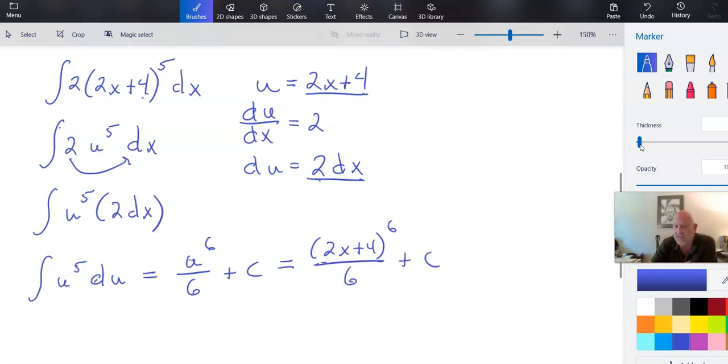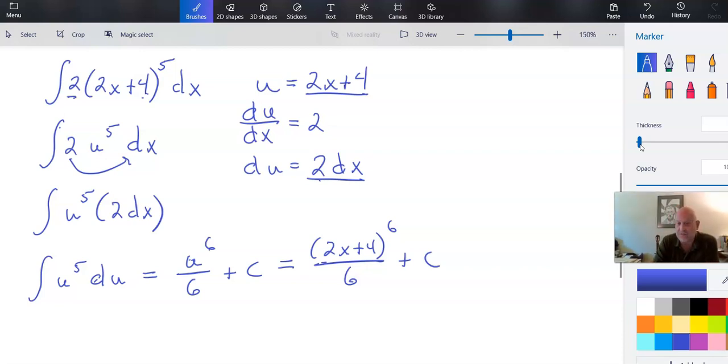And so we found the indefinite integral. If you want to check yourself to make sure you did it correctly, take the derivative. You'll have to use the chain rule, so it's the derivative of the outside times the derivative of the inside, and you end up with your old integral back. If you take the derivative of 2x plus 4, you get the 2. And if you take the derivative of u to the 6th over 6, you get u to the 5th, which would be (2x plus 4) to the 5th. So you do get everything back. You can always check your work by taking a derivative.